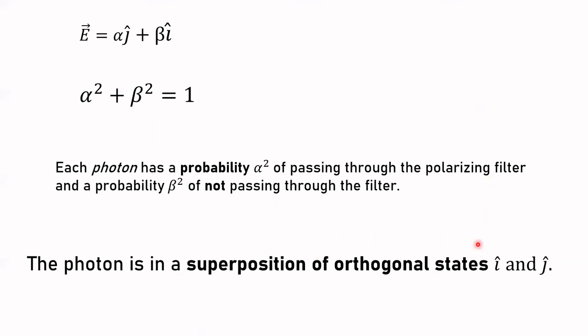Now, these orthogonal states here, being polarized parallel to the axis or not. In this case, you can take that word literally because I hat and J hat really are orthogonal.